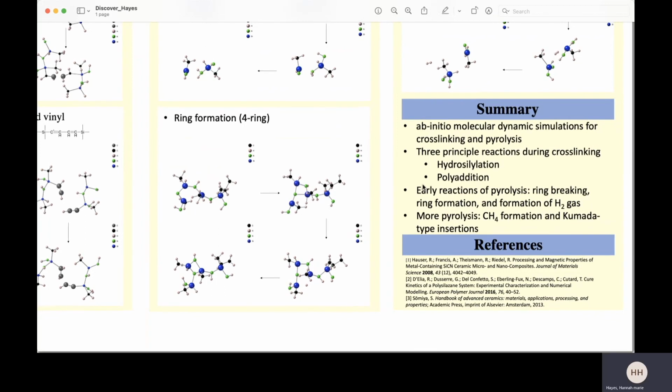So this project utilized ab initio molecular dynamic simulations in order to study the cross-linking and pyrolysis of these different Ceracet PVZ20 models. The two principal reactions seen during cross-linking were the hydrosilylation reaction as well as the polyaddition reactions. The early reactions seen in pyrolysis were the ring breaking, the ring formation, and the formation of H2, and this is still in progress. We have already seen the indication of methane being formed, but this is something that we hope to investigate further.